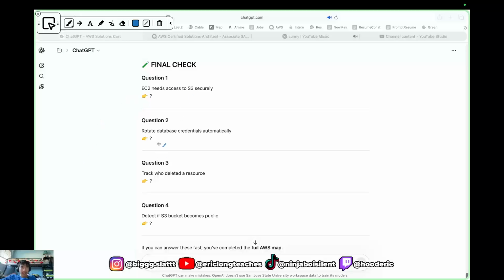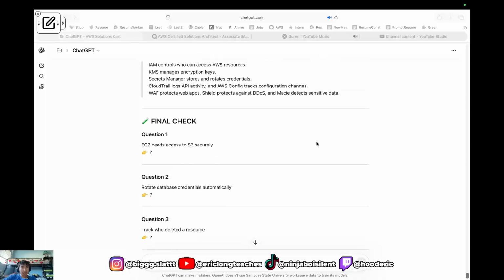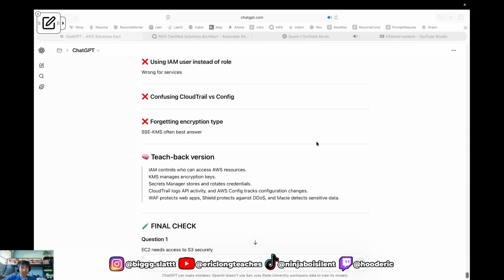An EC2 needs access to S3 securely. We should go ahead and use, let's see, rotate database credentials. That would be Secrets Manager. Track who deleted a resource. That'd be CloudTrail. Actually, that's more like Config. Actually, this is Config. Right? Track who deleted a resource. That'd be CloudTrail. And let's go ahead. EC2 needs to access S3 securely. We'd use KMS.